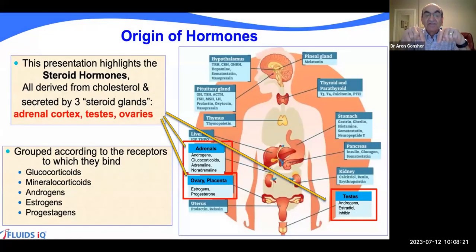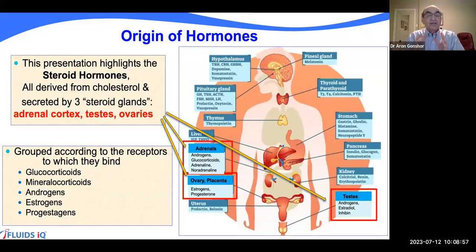But the presentation today and the next couple of lectures is going to highlight steroid hormones. And those are all derived from cholesterol. And they're secreted, as you see here, from 3 steroid glands: the adrenal cortex, the testes, and the ovaries. And the adrenals, of course, as we know, are the main area where you get the androgens, the glucocorticoids like cortisol, etc. You get DHEA, and of course, adrenaline, noradrenaline, etc.